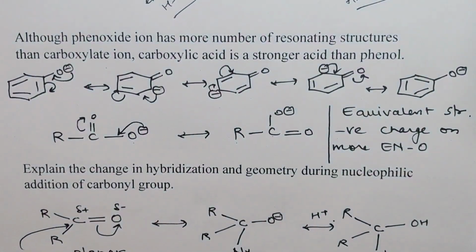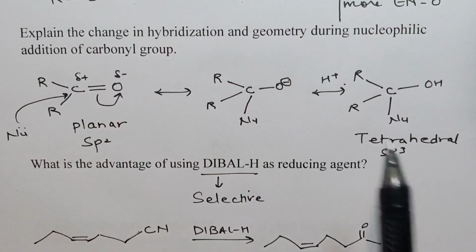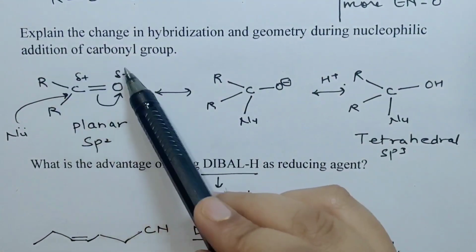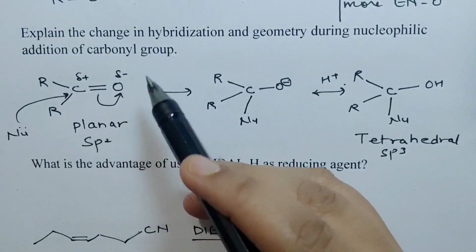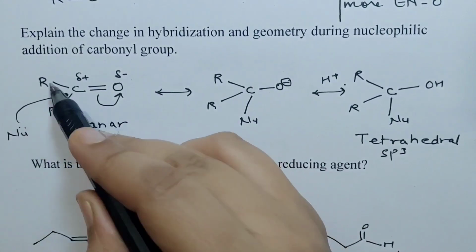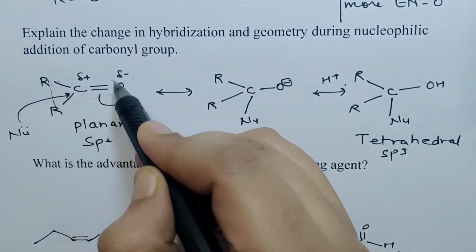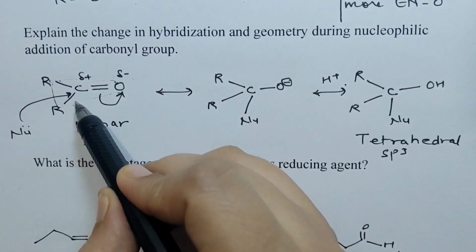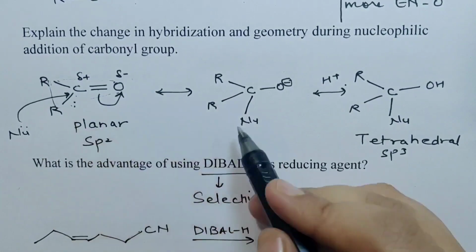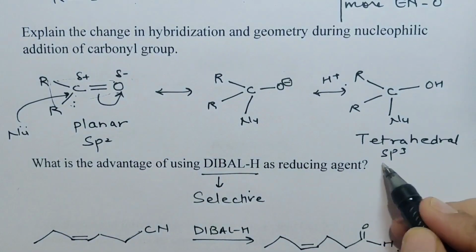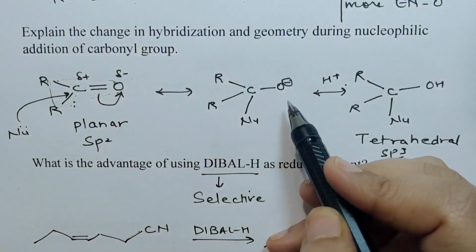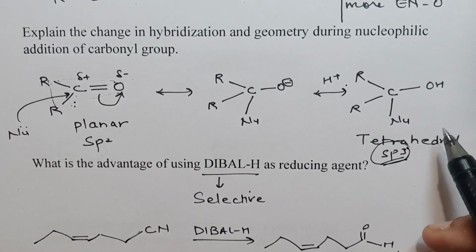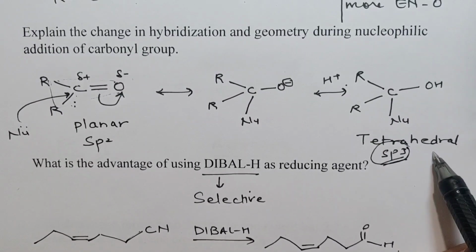Okay, moving on. Explain the change in hybridization and geometry during nucleophilic addition of carbonyl group. So carbonyl group is this. Before nucleophile attack, it's trigonal planar, because the hybridization is sp2. There are 3 sigma bonds, so hybridization is sp2. When nucleophile attacks, the hybridization changes to sp3 because now there are 4 sigma bonds. And since the hybridization changes to sp3, the geometry changes to tetrahedral.